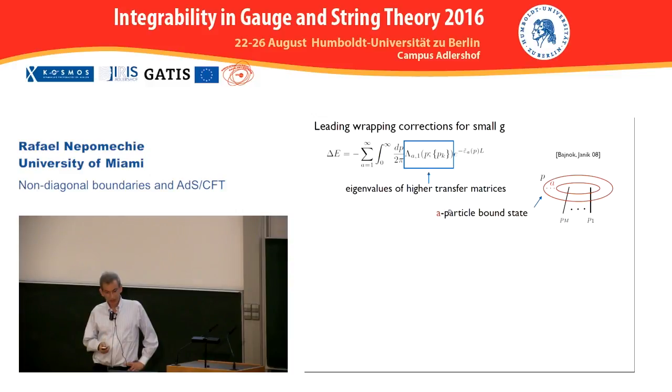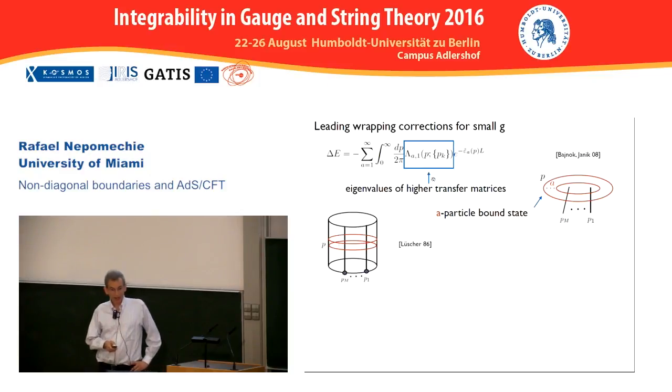So the picture now is something like this, that for that transfer matrix, instead of having just one loop running around corresponding to the fundamental particle, now we have a loops corresponding to this a-particle bound state. So this is the transfer matrix whose eigenvalues we need here. And this correction corresponds to a Lüscher correction where you have this a-particle bound state and its antiparticle running around.